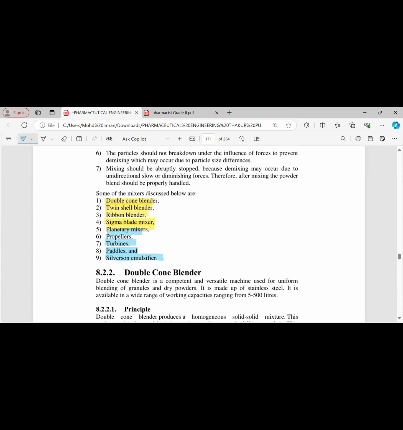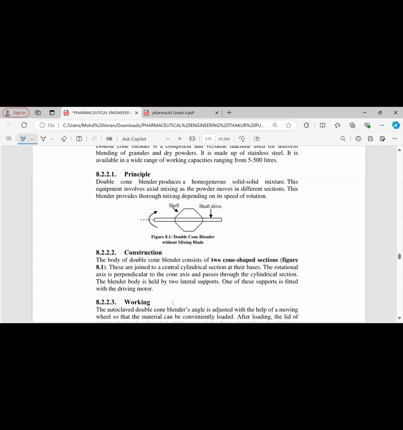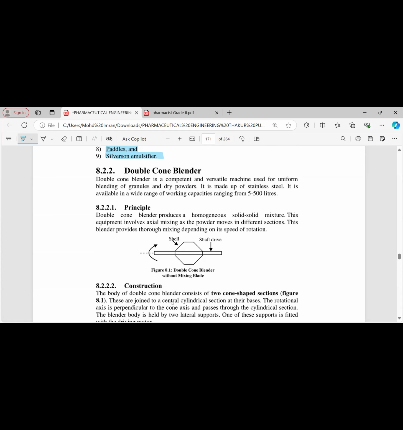Yes, sir. Yeah. So starting with the double cone blender, these are very simple and easy equipment. Structure is important and here the principle is important. That's it. So double cone blenders produce homogeneous mixing of solid powder. The equipment involves axial movement. You can clearly see the shape of the blender and see how it is moving.